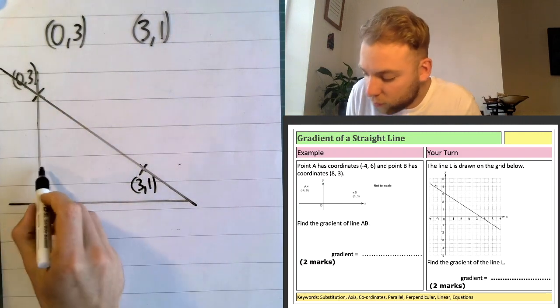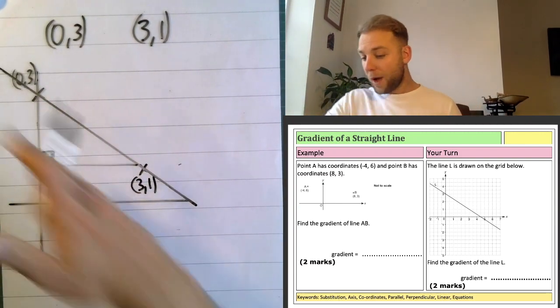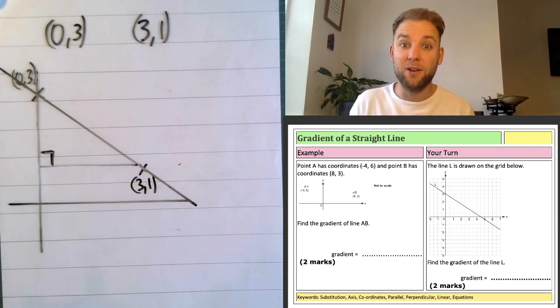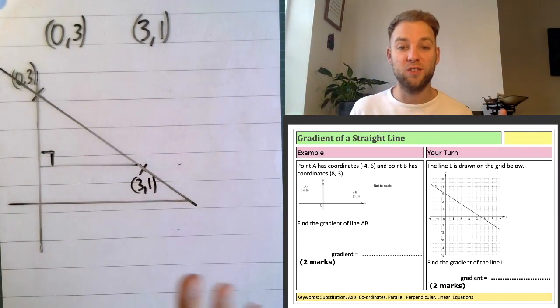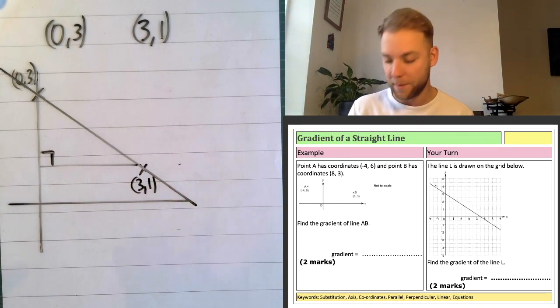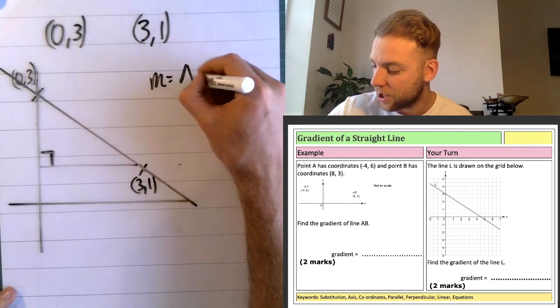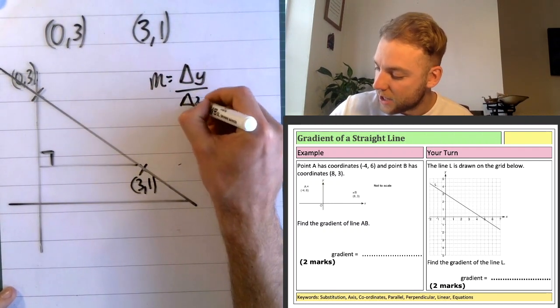Going to draw a right angle triangle connecting them. Brilliant. Now it doesn't matter which points you pick on here. You could pick any points at all. They would always be the same. Okay, so don't worry about which points you pick. As long as you do, m is equal to the change in y over the change in x.